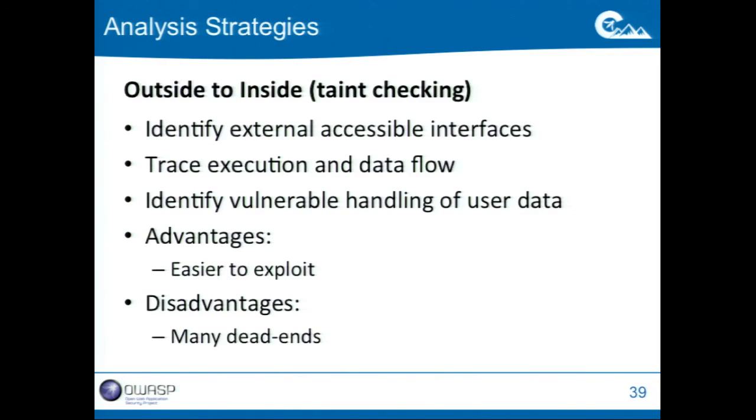The last analysis strategy is essentially taint checking. Being able to identify the external interfaces, trace the execution flow from where user input enters the system, and then identify how vulnerabilities might result from that. This technique is much easier to exploit, kind of like the advanced grepping. It gives you something right off the bat that you can start to use, but there's a lot of dead ends because presumably not every user input is going to be vulnerable.